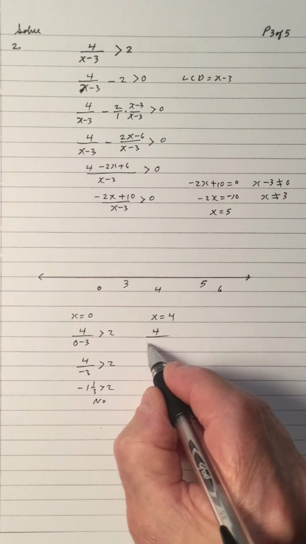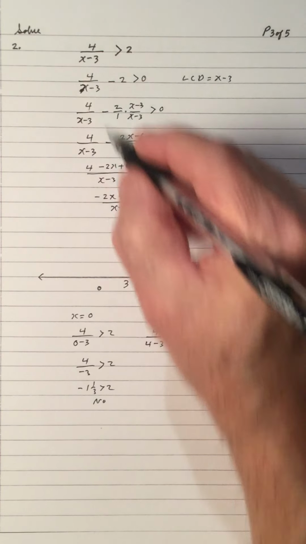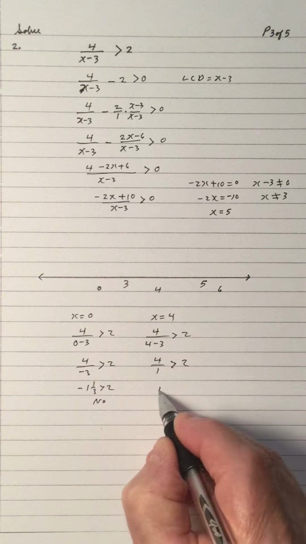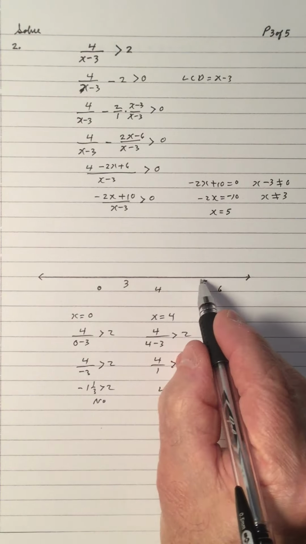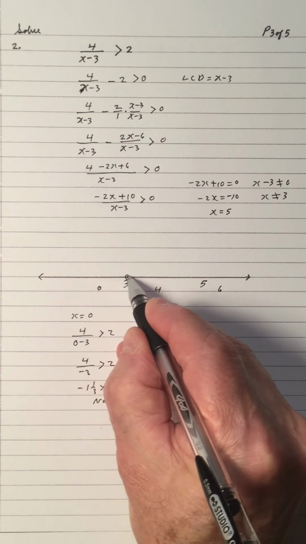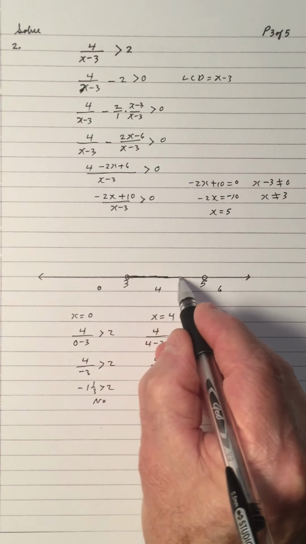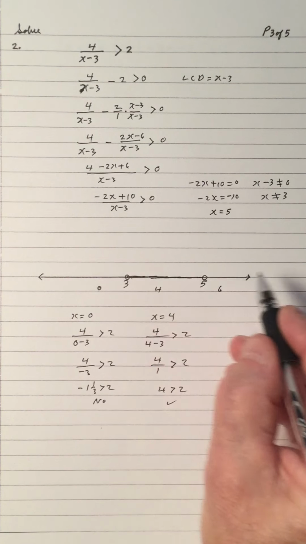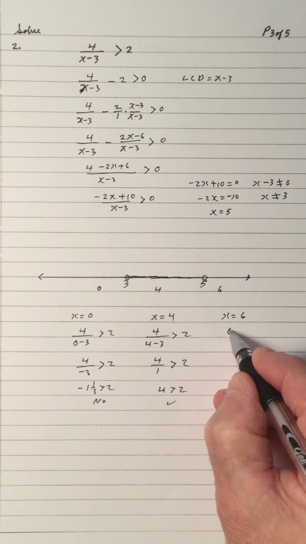So 4 over 4 minus 3 greater than 2. So I'm putting 4 in the place of x. So that's 4 over 1 greater than 2. 4 is greater than 2. That's okay. So we're taking the numbers in between here. And there's no equal sign, so this is a hollow dot. And this is hollow because there's no equal, and so any value of x between 3 and 5 will fit.